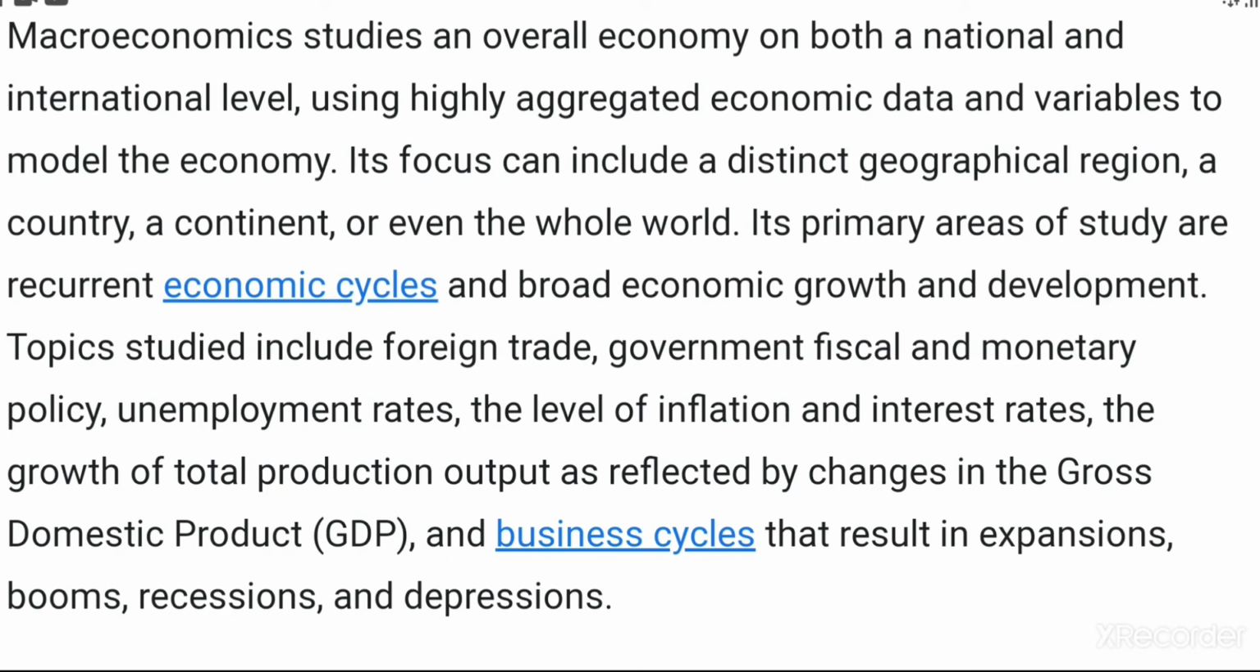Topic studies include foreign trade, government fiscal and monetary policy, unemployment rate, the level of inflation and interest rate, the growth of total production output as reflected by change in GDP, and business cycles that result in expansions, booms, recessions, and depressions.